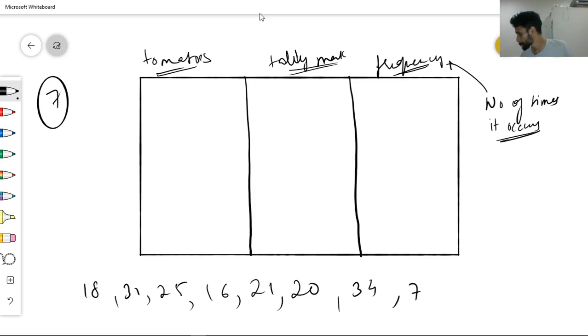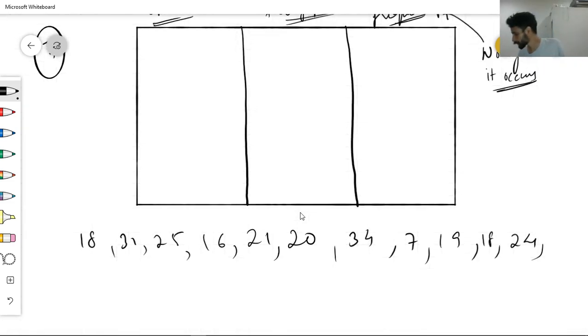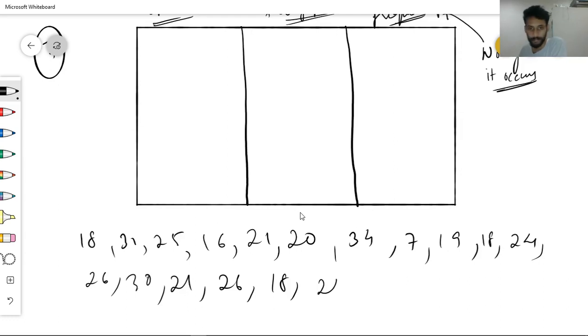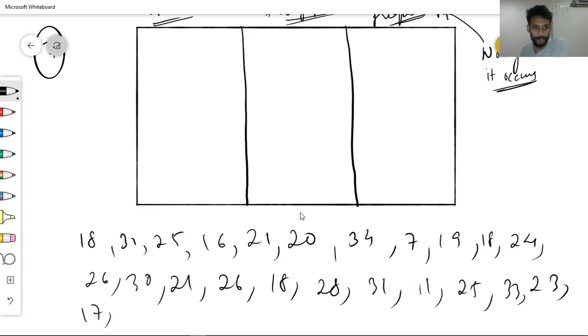7, 19, 18, 24, 19, 18, 24, 26, then 30, then 21, then 26, then 18, 28, 31, 11, 25, 33, 23, 17 and 24.